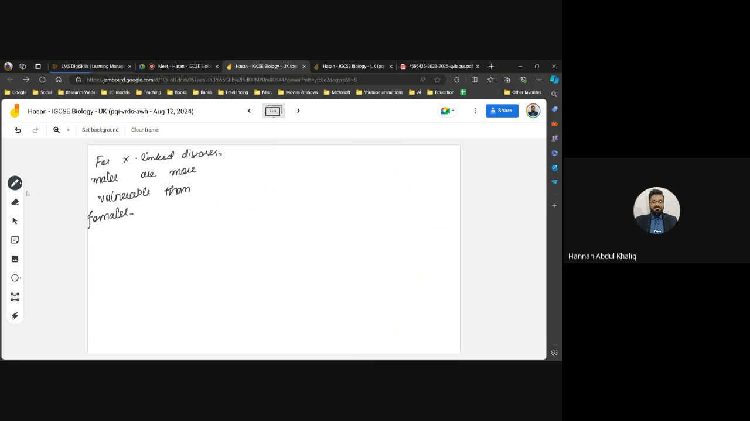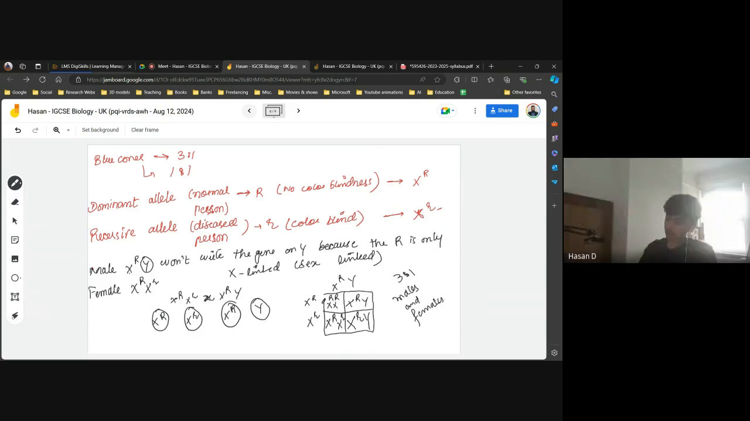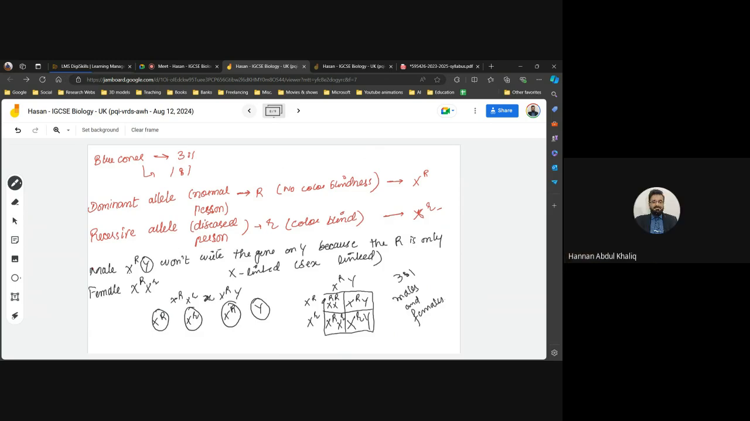What do you think the reason of it is? Going to the previous sheet, try answering this question. Males are more vulnerable than females. Can you tell me? Because the male has only one allele, and the female has a balance of a dominant and recessive allele. Females can have an alternate allele, while the male doesn't have any choice of an alternate allele. So that is why these diseases appear more in males than females.